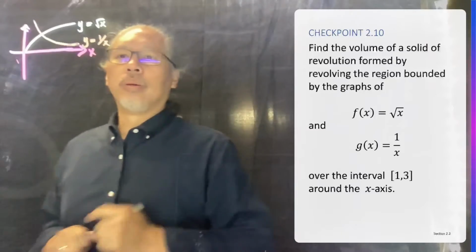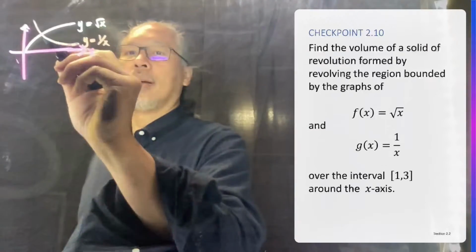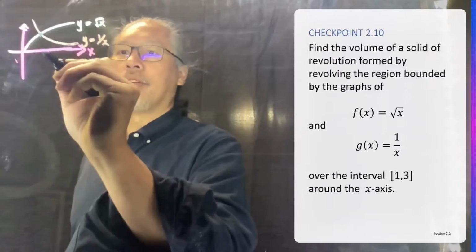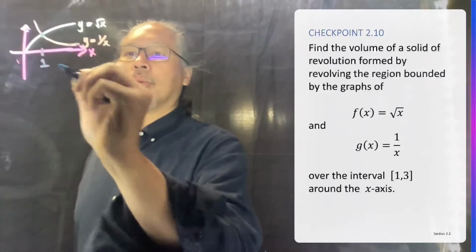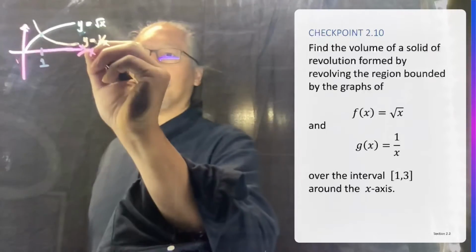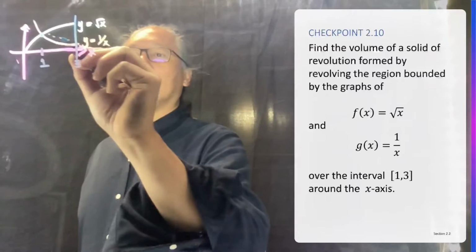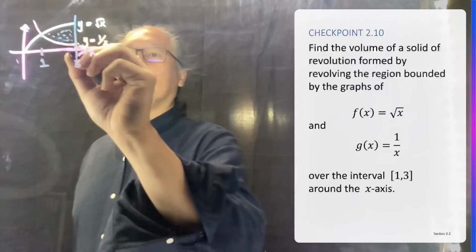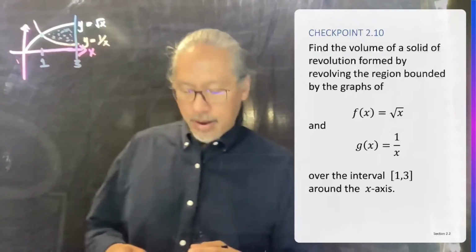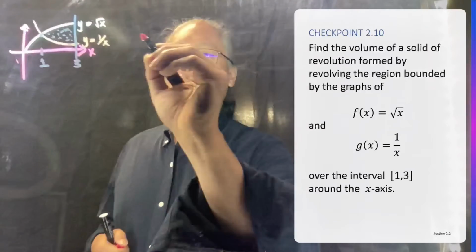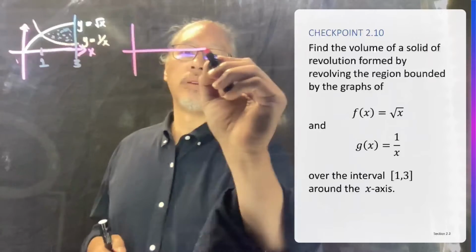If this is our region, if we put x equal to 1 for both of these, you're going to get the same y value. So 1 is where they intersect, and 3 would just be somewhere over here. And so this in here is going to be the region that we're looking for that we're going to rotate. Let me recreate this drawing.